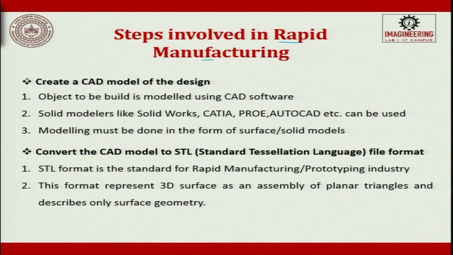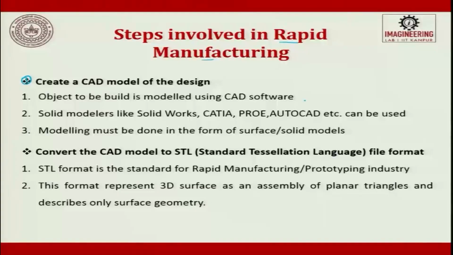First step is going to be to create the CAD. In the first few lectures, the first 2 weeks, we discussed CAD. So, creating a CAD model of the design is the first step in rapid manufacturing. The object to be built is modeled using CAD software. So, we saw the several transformations which are happening at the back end of a CAD software. So, that is what is used.